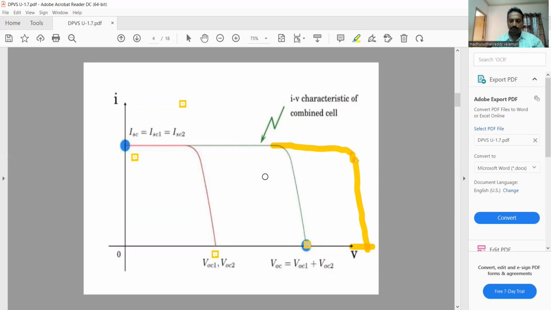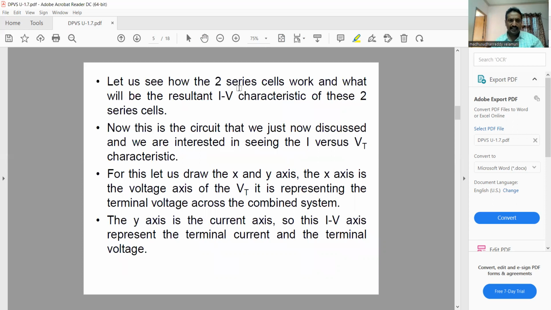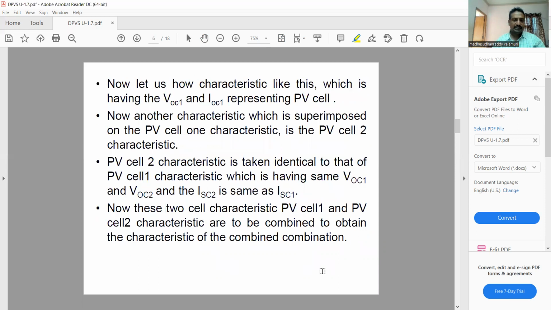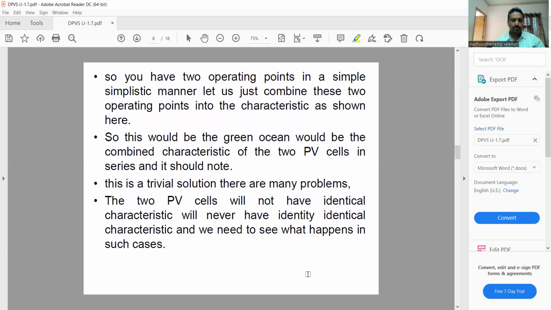This is about the IV curve. Let us see how the two series cells work and what will be the resultant IV curve of these two cells. Here the X axis is the voltage and the Y axis is the current. You see here VOC1 and ISC1 representing PV cell 1, and VOC2 and ISC2 representing cell 2. I already explained how you add all these things.